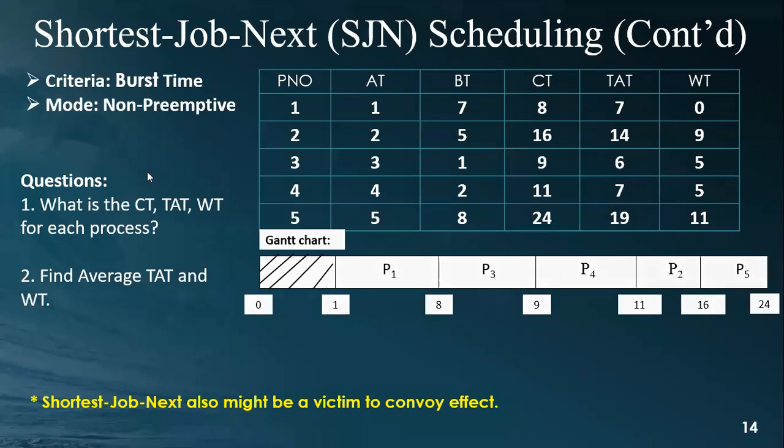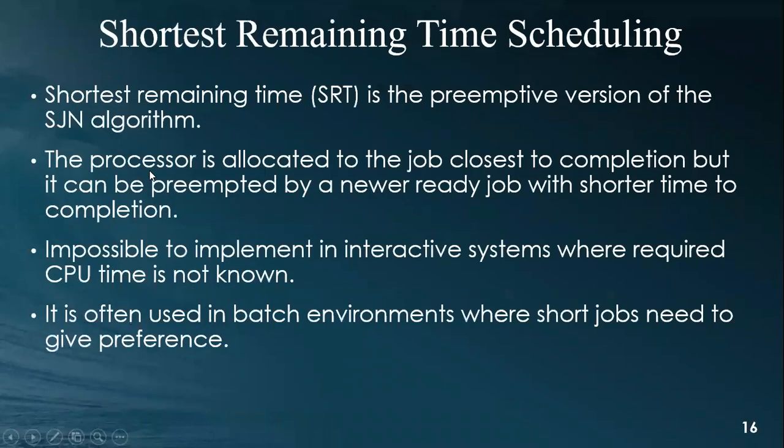To solve this issue, we use the shortest remaining time scheduling, and this is basically the shortest job next algorithm with preemptive. That means we allocate the CPU, and after a certain amount of time, we check whether there is any short process or not. If there's any short process, we take back the CPU and allocate it to this one.